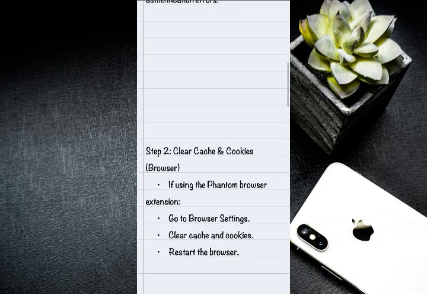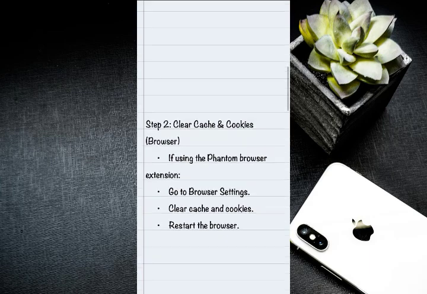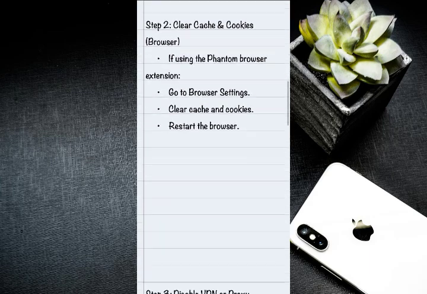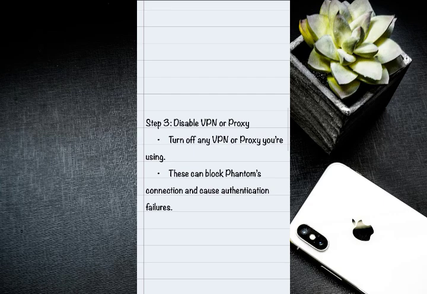Then after that, you have to clear caches or cookies on your browser. If you are using the Phantom browser extension, just go to the browser settings, then clear the caches and cookies, then restart the browser. Then you can also disable the VPN or proxy. So turn off any VPN or proxy you are using. This can also block Phantom's connection and cause authentication failure.